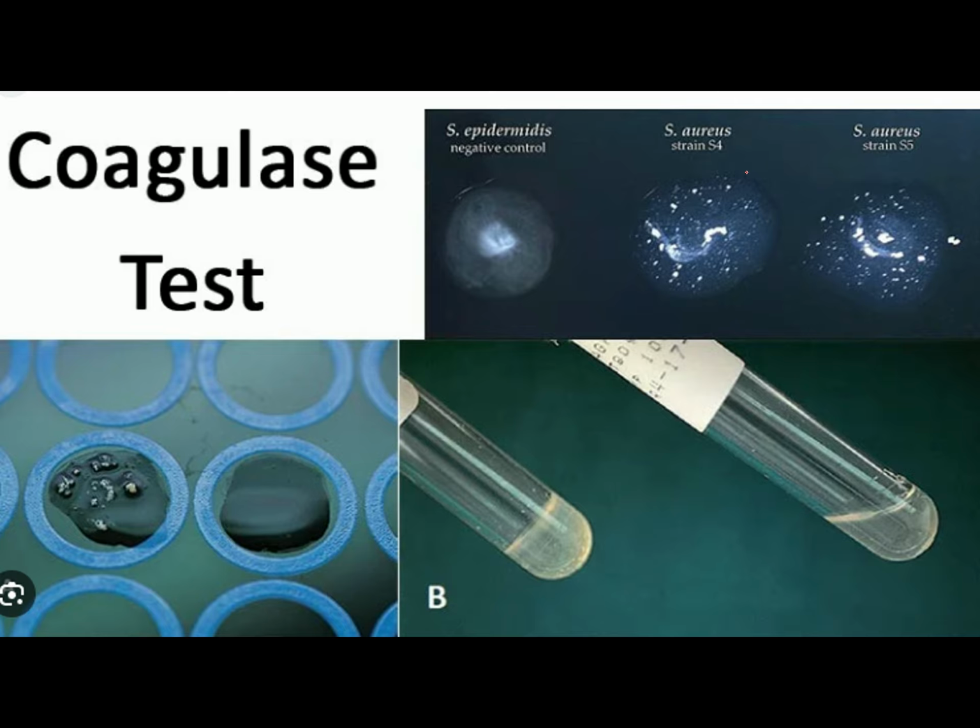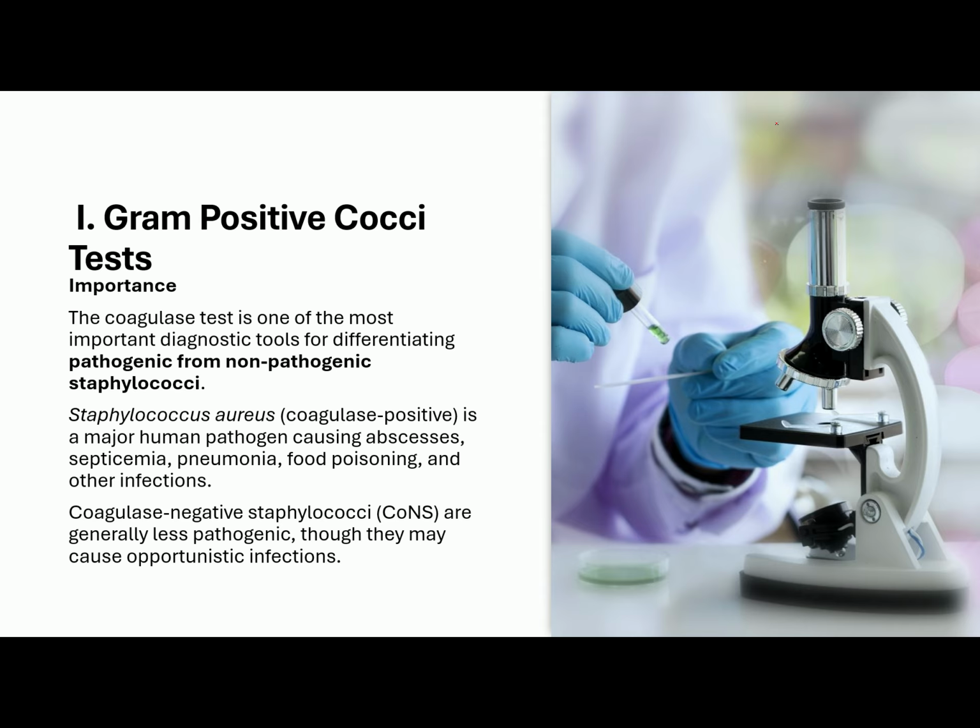So here's the coagulase test. If you take a look, class, there's clumping na siya. There's a clot formation on the letter B slide. This is considered positive. Now the importance is that it's used to differentiate pathogenic from non-pathogenic staphylococci.